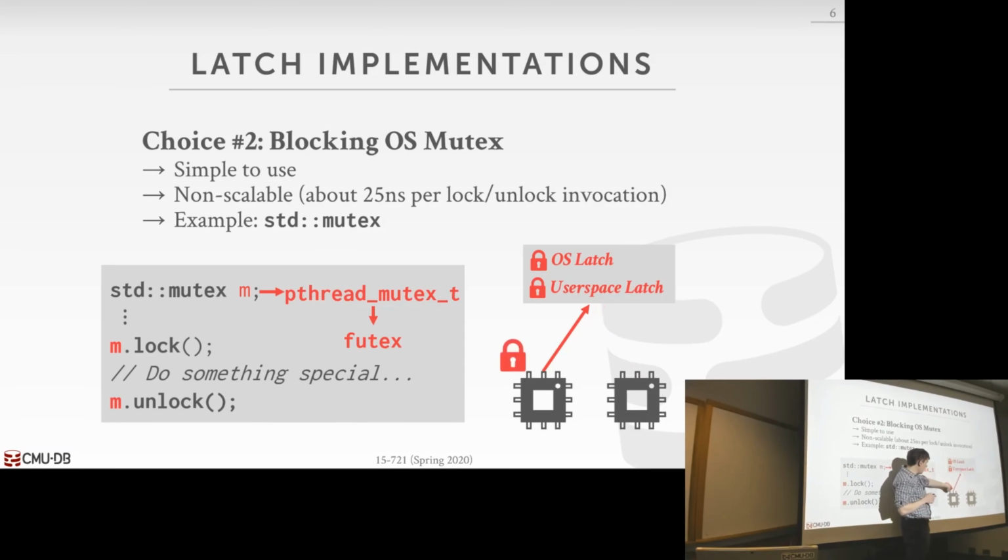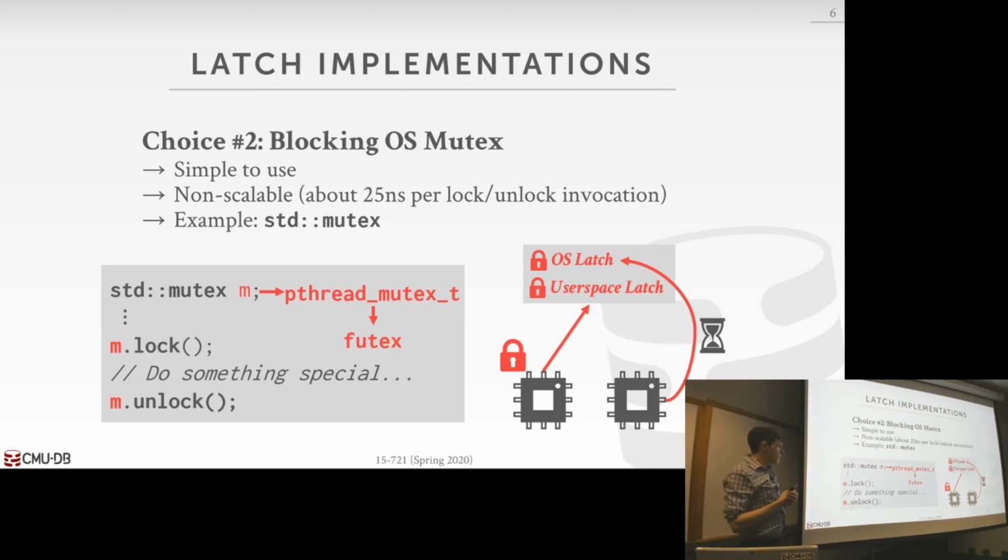This first guy gets it. The second guy doesn't. So then he goes down now and waits on the kernel lock, the kernel latch. And now he gets descheduled. The scheduler knows that he's waiting for this thing to get released, and once that happens, then he can start running again. So this is clear, right?